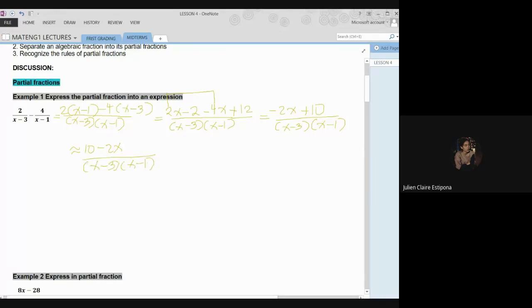So this is the expression of the partial fraction. So this is your partial fraction, and this is your algebraic expression. So that is already your expression. So can you follow? You have encountered this one already naman, di ba? Na-encounter nyo na siya. Can you follow? Yes po, ma'am. Okay, sige.